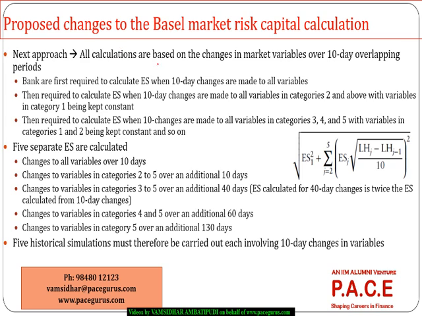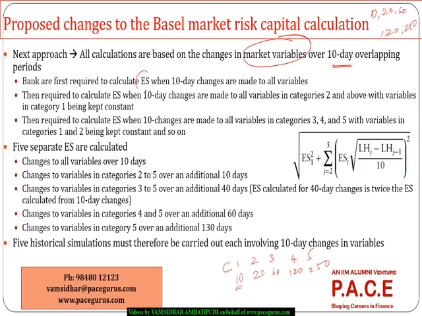So there was an improvisation because the model was rejected. It says: don't compute it separately as 10, 20, 60, 120 and 250. All the calculations should be based on changes in the market variables over the 10-day overlapping period only. Yes, go ahead with categorizing the instruments: category 1, category 2, 3, 4, 5, with market variable changes over 10 days, 20 days, 60 days, 120 days, 250 days.